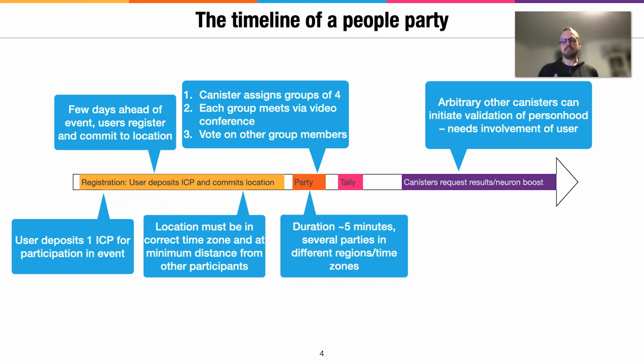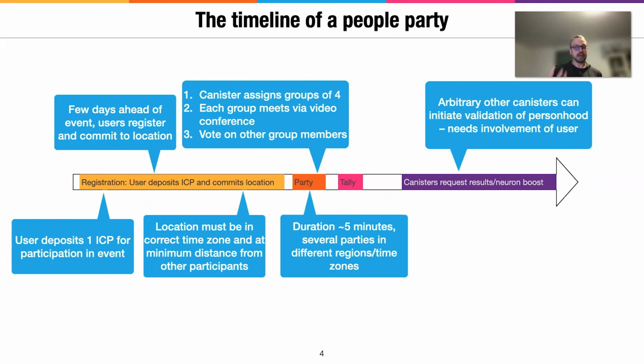The location must be in the correct time zone. So we will have initially probably 3 instances, one for Asia, one for Europe, one for the US. Maybe we'll become more fine-grained in the future, but we think 3 is a good trade-off to start with. So the location that you commit to must be in the particular time zone that is associated to that party.